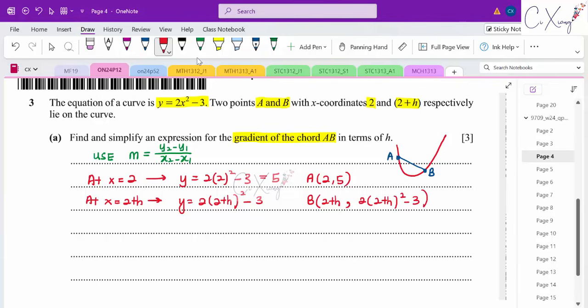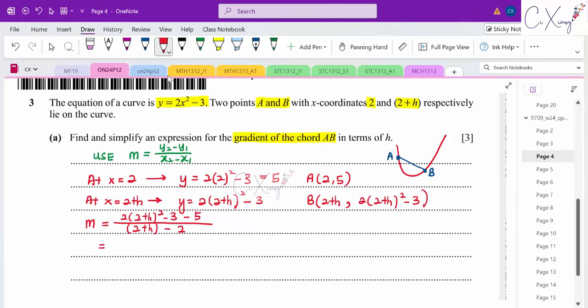And now I want to find out the gradient. To find the gradient, I can take y2 minus y1. So it depends on you which one you want to take. I will be taking B minus A, right? So 2 times (2 plus h) squared minus 3, minus the A coordinate, which is 5, right, for the y, divided by 2 plus h, x2 minus x1, which is 2.